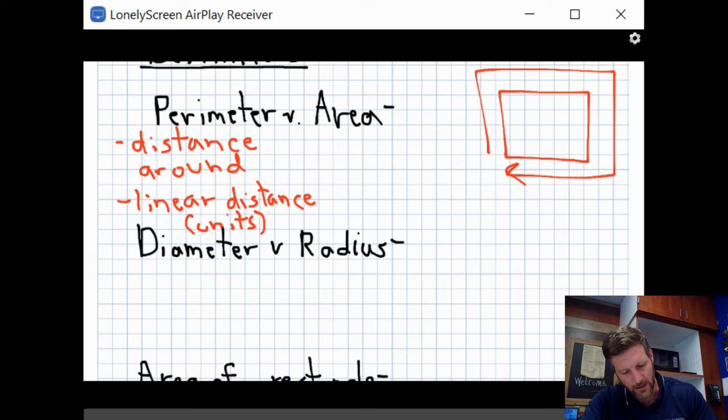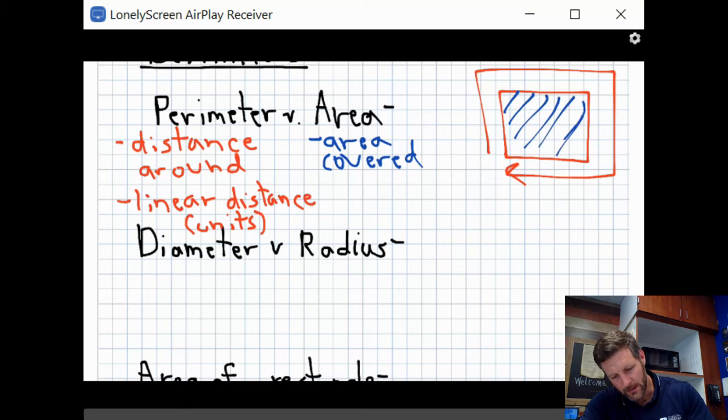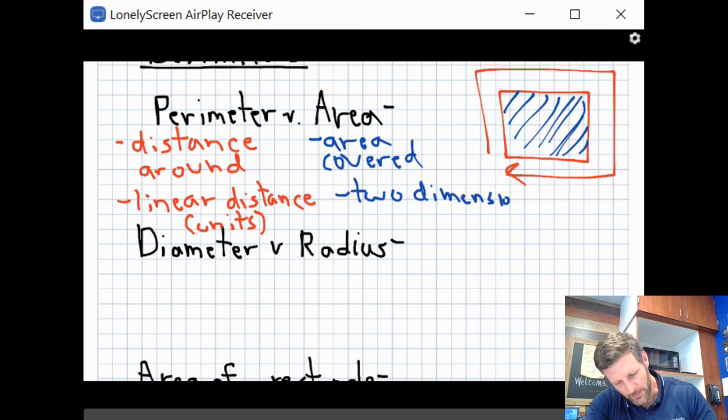When it comes to area, that is the area covered by an object. So in other words, the area of this shape would be everything inside here. Or sometimes you can think of it as the area contained within an object, but that sounds a little bit more like volume. So the area covered by an object, and that is squared, or we'll just say two-dimensional.